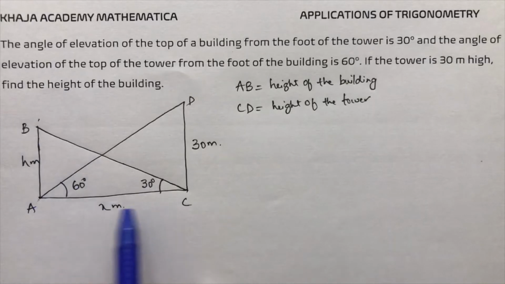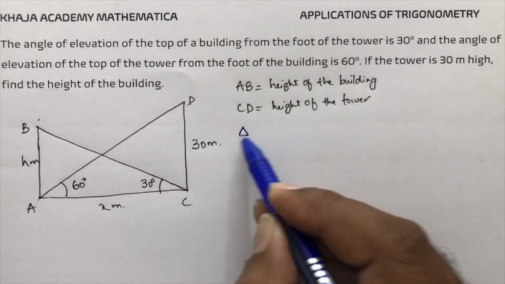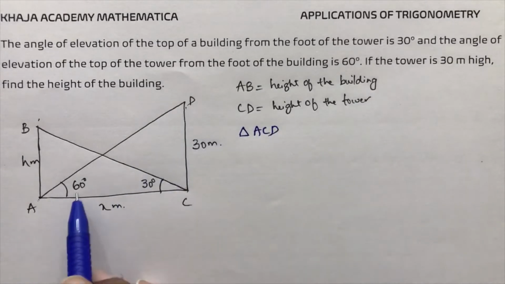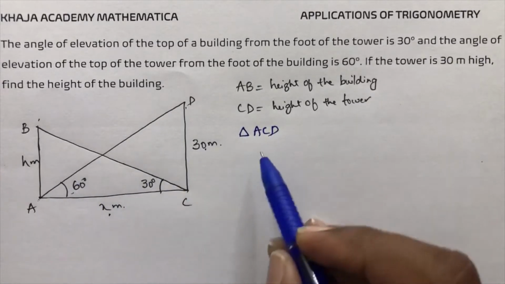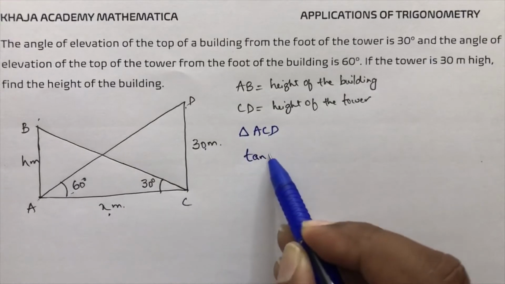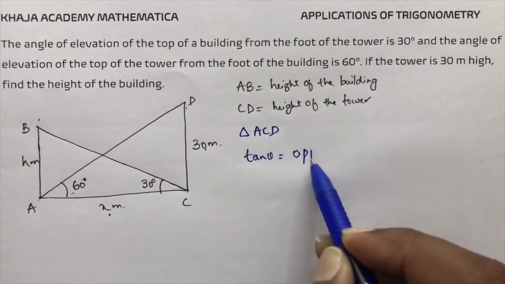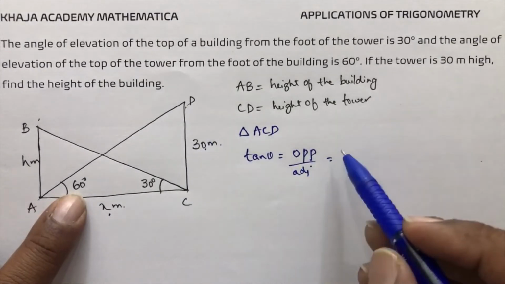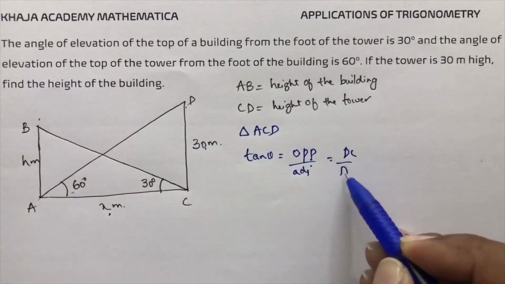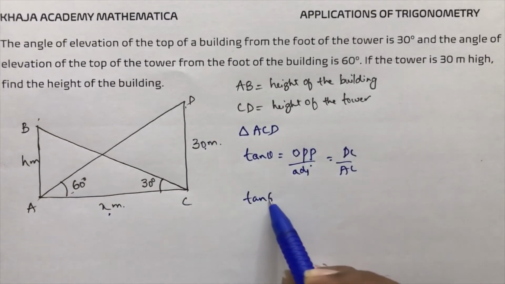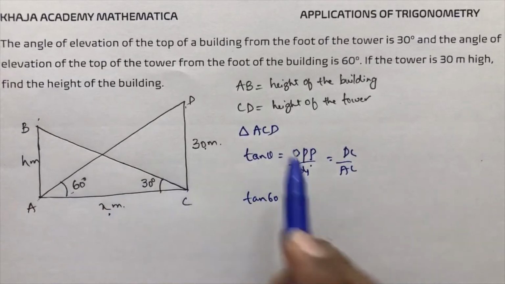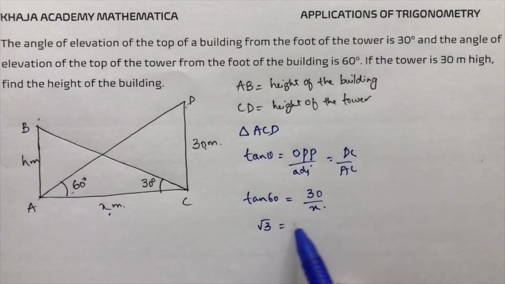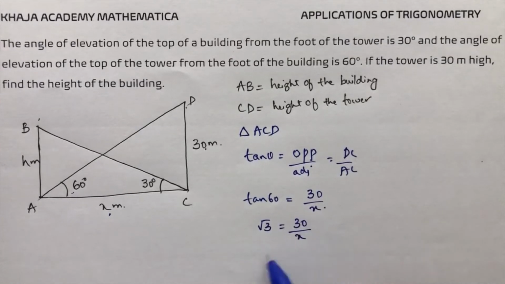One is triangle ACD. Theta, opposite, adjacent. So tan theta is opposite by adjacent. In this triangle, theta is here, opposite will be DC, adjacent is AC. So tan 60, opposite is 30, adjacent is x. Tan 60 is root 3. Root 3 is 30 by x.